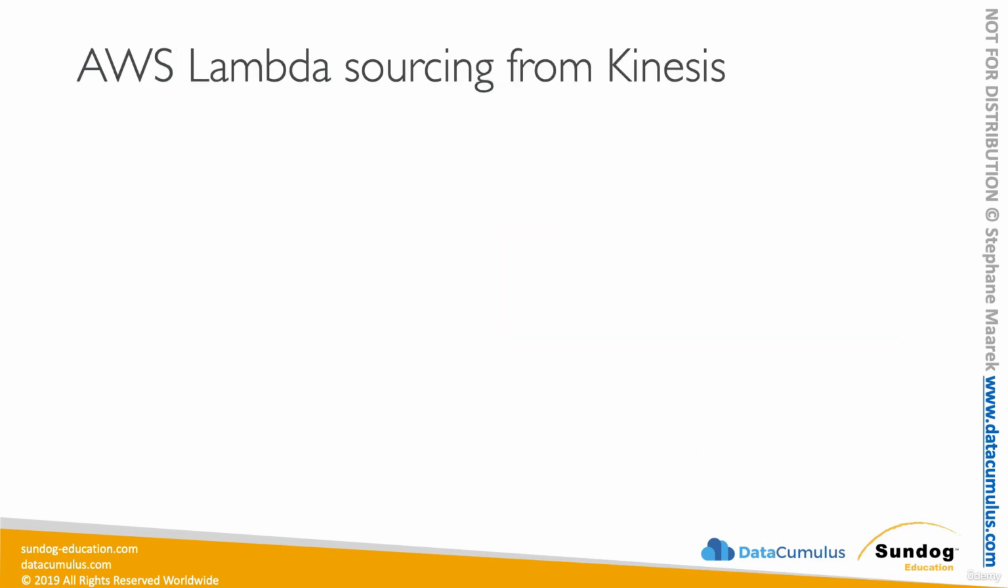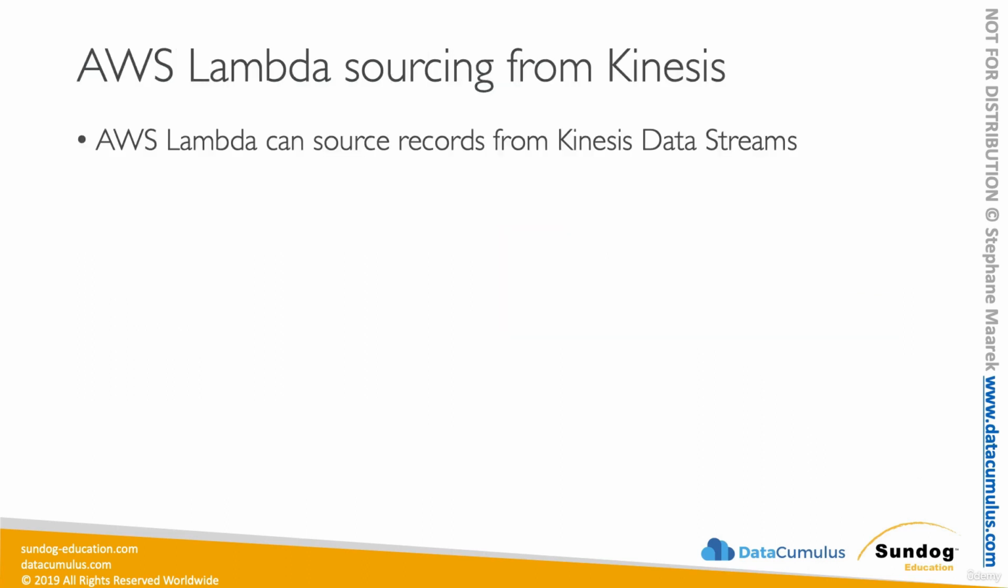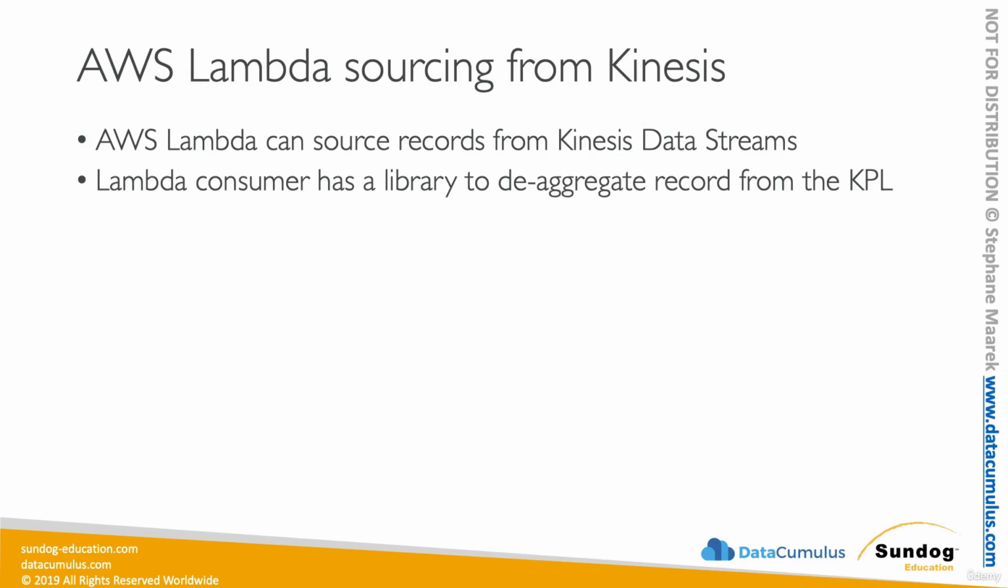So let's talk about Lambda now. Lambda can read records from a Kinesis data stream. And the Lambda consumer also has a small library, which is really nice, used to de-aggregate records from the KPL. So you can produce with a KPL and read from a Lambda consumer using a small library.